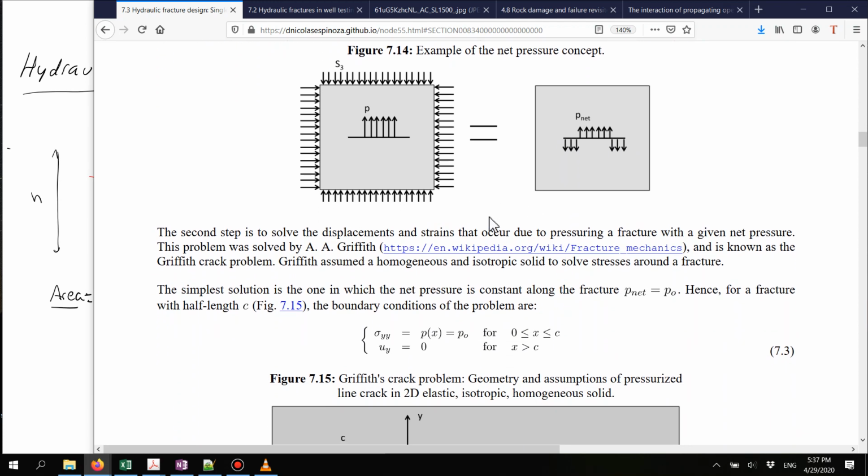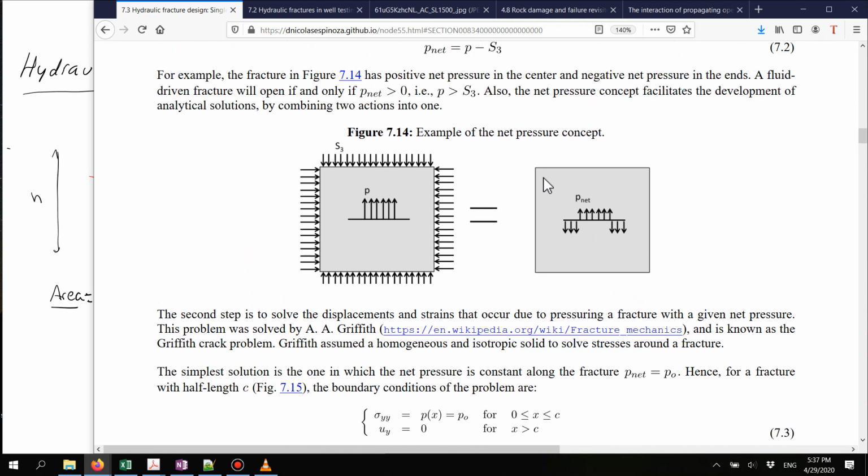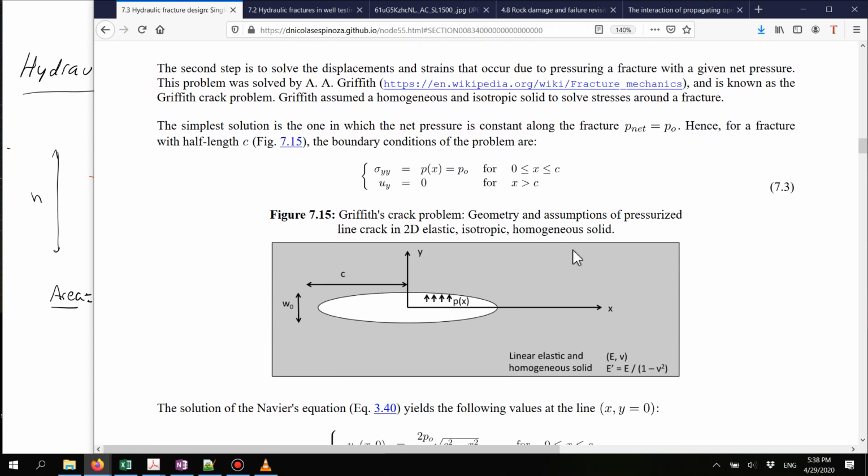We do this subtraction because when we do that, this problem gets a lot more simplified, and we can just work with net pressures and forget for a minute that we have far field stresses. We just assume that the far field stresses are 0, and we just work with the net pressure. Linear elasticity allows us to do that through the principle of superposition. So solving this problem is the same as solving that problem. And that's why in these equations, we are now just working with a net pressure inside the fracture.